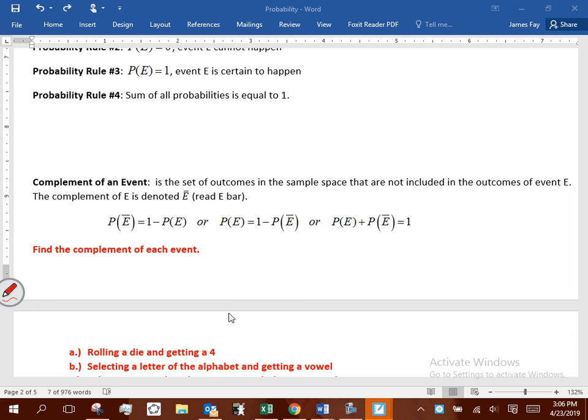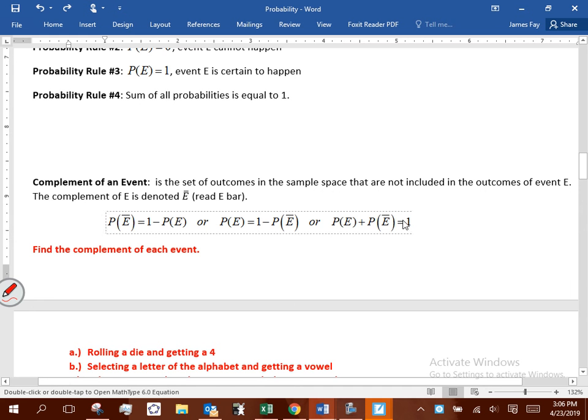And these three formulas are all the same thing. This last one is the fact that the sum of all probabilities is equal to 1. So the probability of an event plus the probability of the complement of that event should equal 1. And then if I solve that formula for P of E or P of E bar, I will get those other two equations.